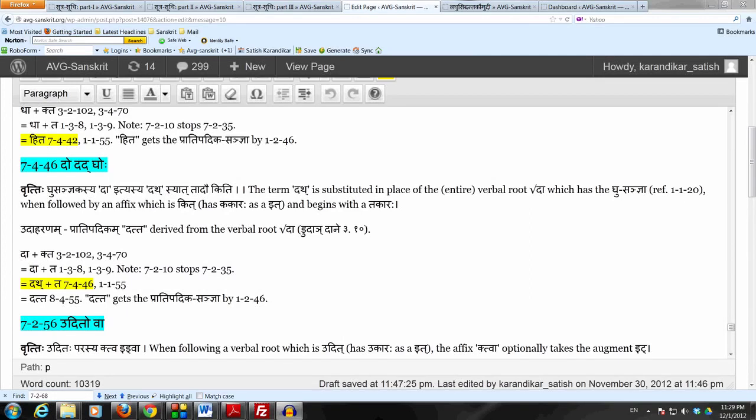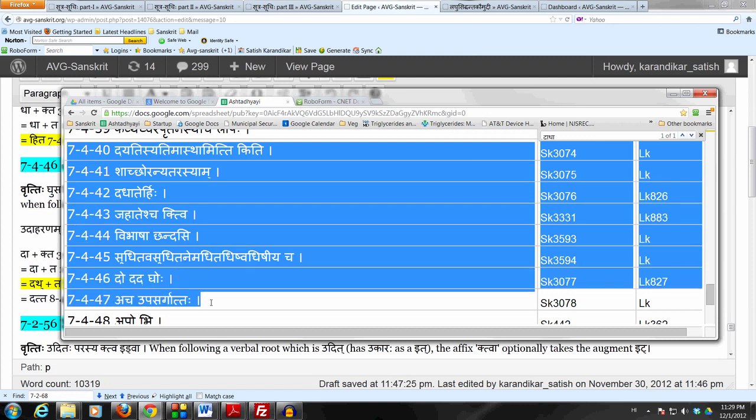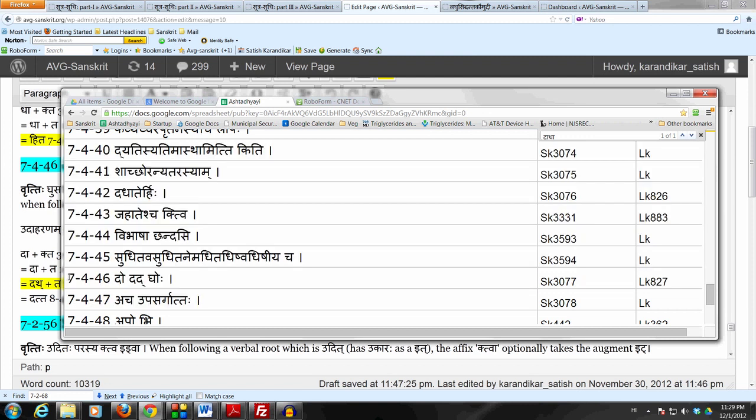Let us now continue and look at more in this section of Tikiti, which we started from 7440. Panini starts this section from 7440 up to 7447. It's a section of 8 rules. And the sutra we're going to look at now is 7446. Do dad ghoho.